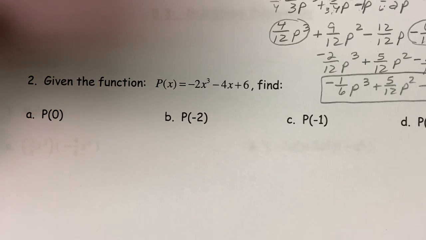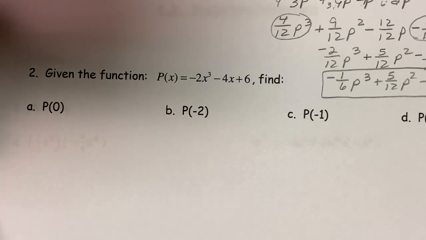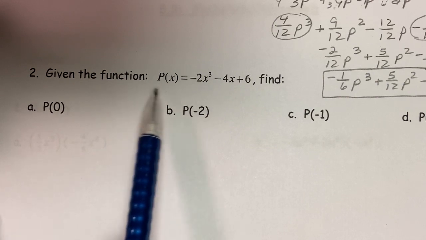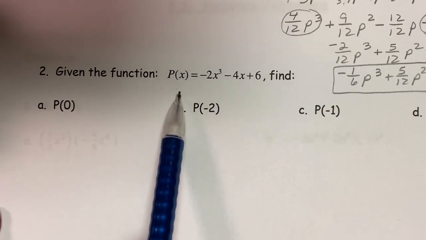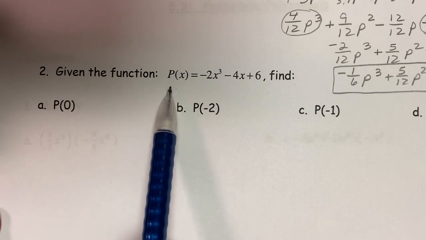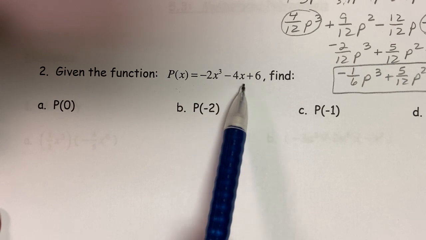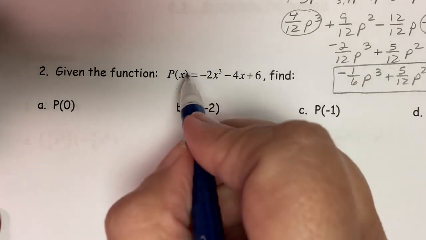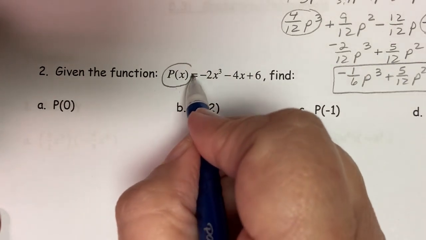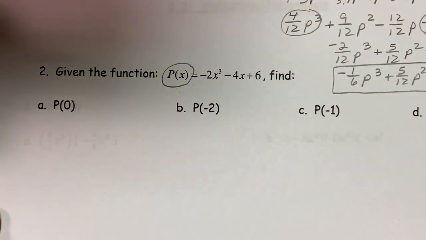All right, so we're continuing section 5.2, and we're going to talk about functions and function notation. So this is a function. We read this, p of x equals negative 2x cubed minus 4x plus 6. So this is the function p of x. That's how you read that.